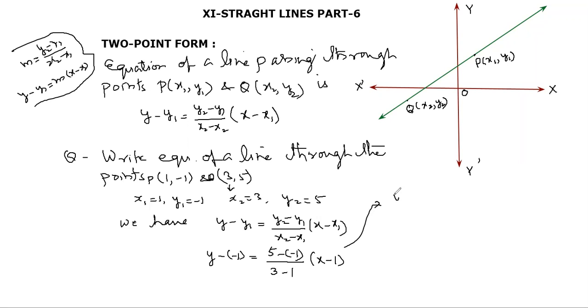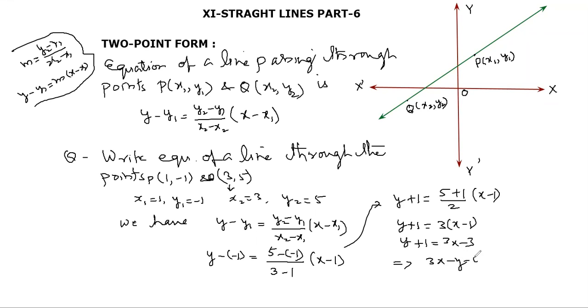Then y plus 1, minus minus plus 1, solve it to get the equation. 5 plus 1 is 6, 3 minus 1 is 2, and x minus 1. 6 divided by 2 is 3, into x minus 1, or we can write y plus 1 is equal to 3x minus 3, or 3x minus y minus 4 is equal to 0, which is the required equation of the line passing through the points P and Q.